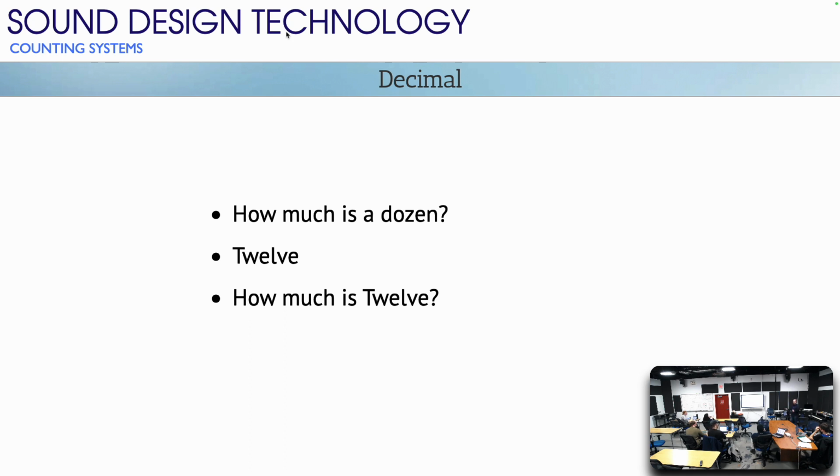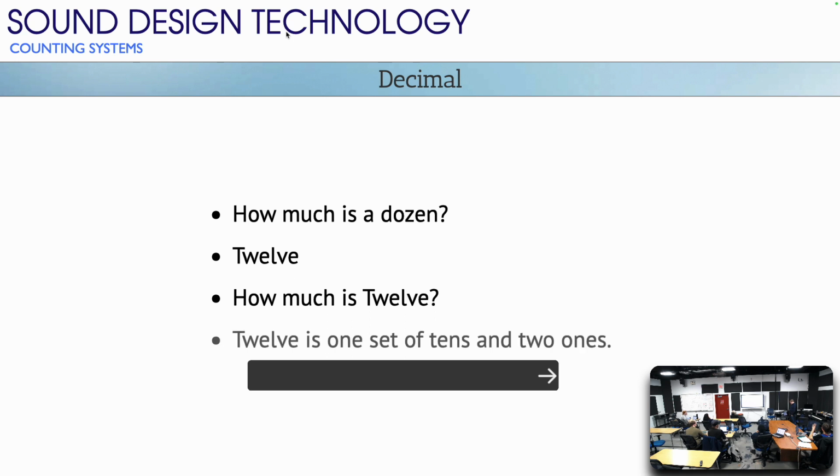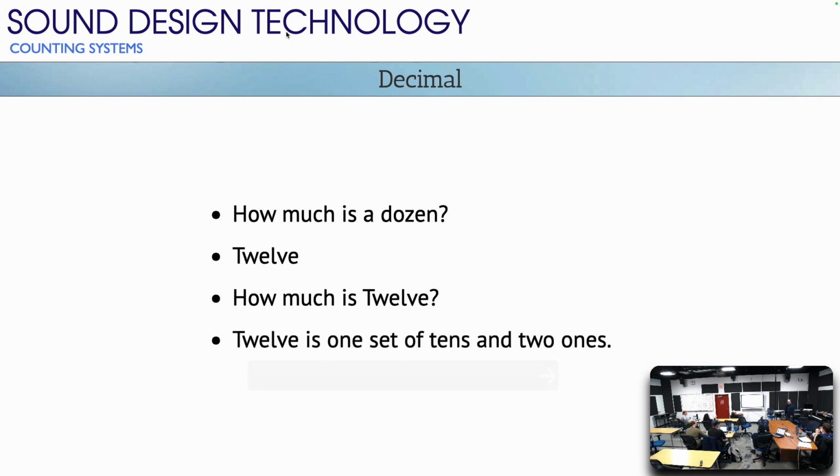Okay, so hang on a minute. Let's go back to, like, first grade. How would you have explained this in first grade if your teacher asked you how much is 12? Well, you know, back in first grade, you'd have to divide the units up into like hundreds, tens, ones. So when you were in first grade, your teacher would have said 12 is one set of tens and two ones. Do you remember that? Is it coming back a little bit now? Let me explain.